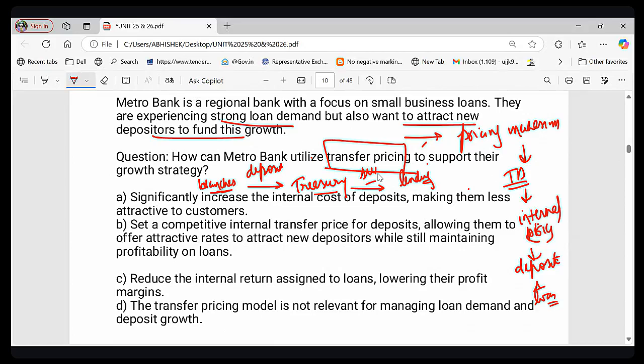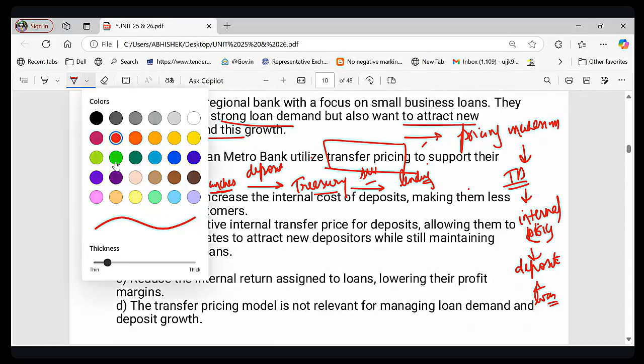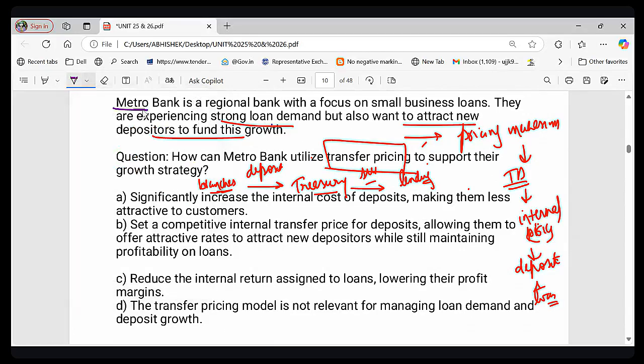Now in this case what is happening to the Metro Bank? आप इस केस में आ जाइए. मेट्रो बैंक के साथ क्या हो रहा है वो देखिए. Metro Bank can use transfer pricing to fuel its growth, right? So what do you think is the correct option here? Is it A, B, C or D? Yes, B. B is the correct answer.